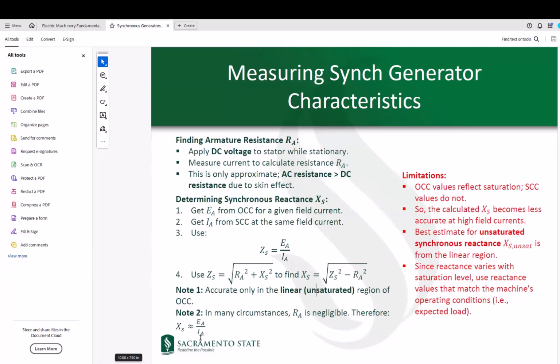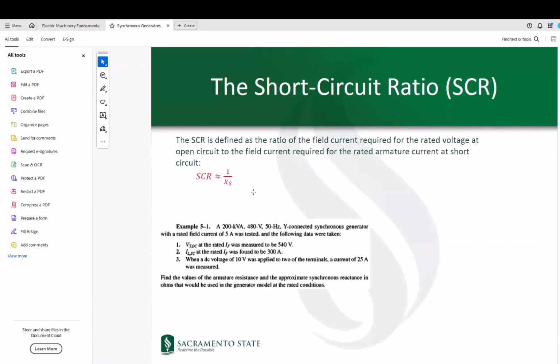Note two is that in many circumstances, if we ignore RA, then we can approximate XS from EA over IA. And then we have a definition called the short circuit ratio. The short circuit ratio is defined as the ratio of the field current required for the rated voltage at open circuit to the field current required for the rated armature current at short circuit. If you pay attention to this definition, you see that the short circuit ratio is almost the same as the reciprocal of the synchronous reactance.